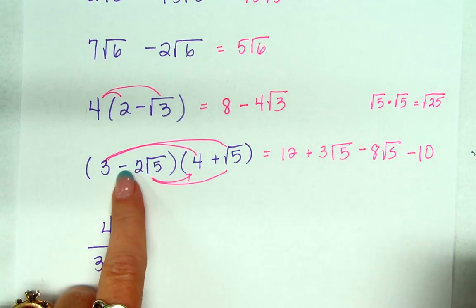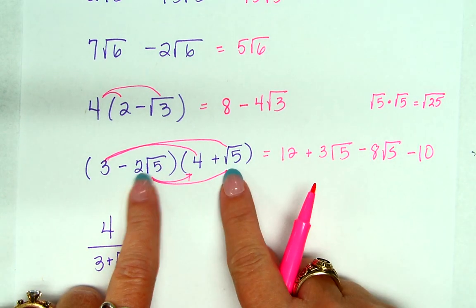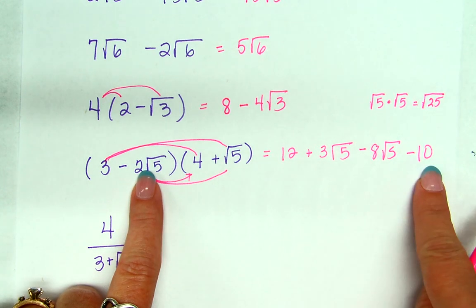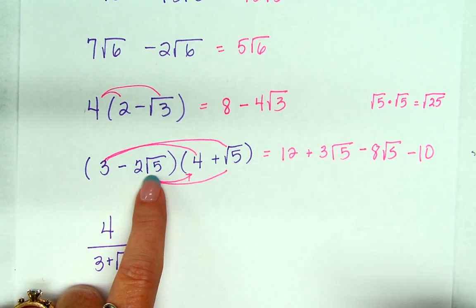So I did negative 2 root 5 times root 5. Root 5 times root 5 is 5. 5 times negative 2 is negative 10. Does that make sense?